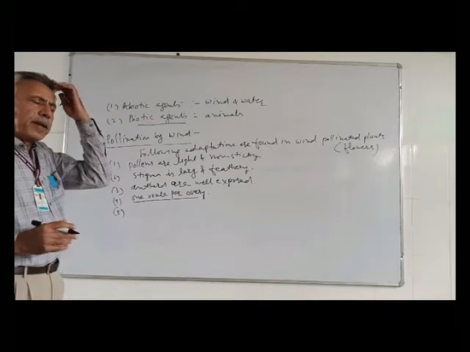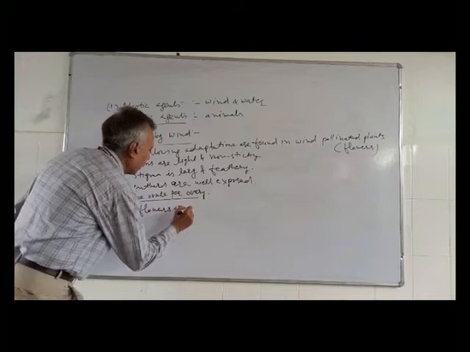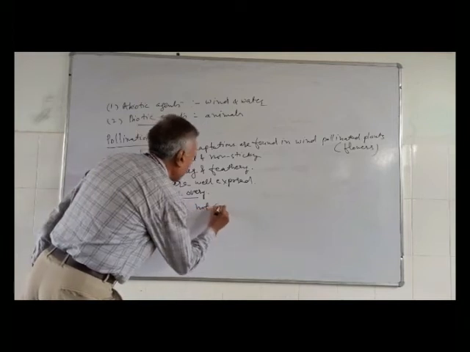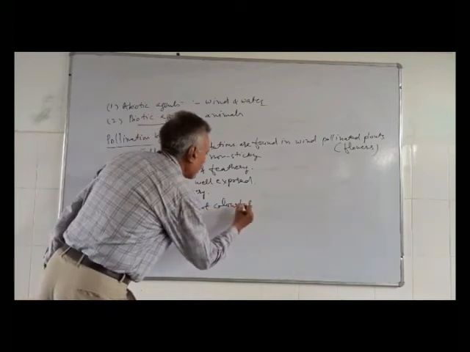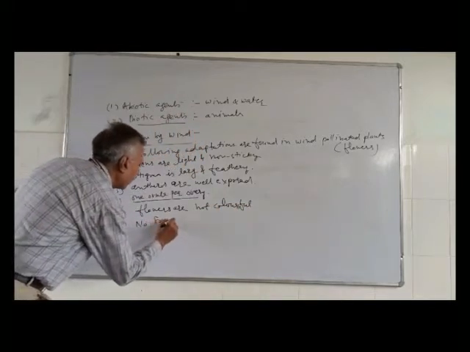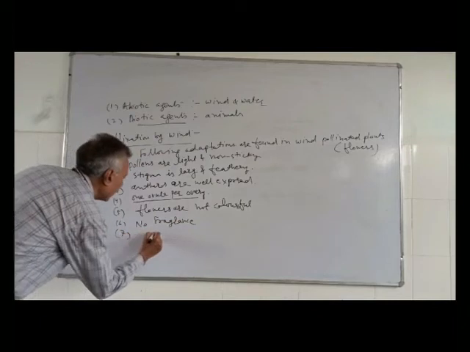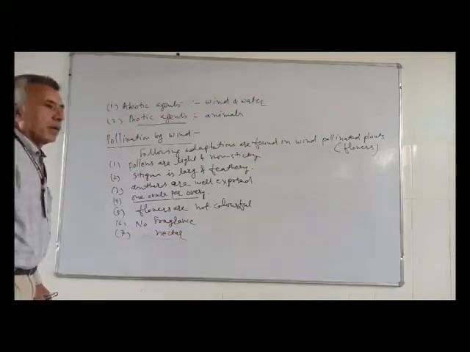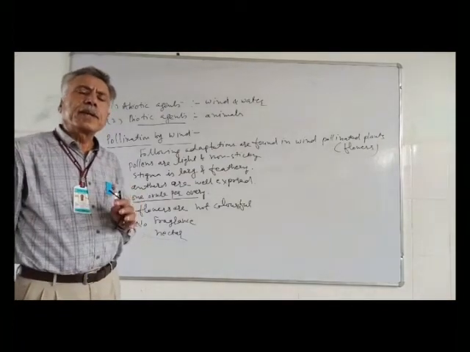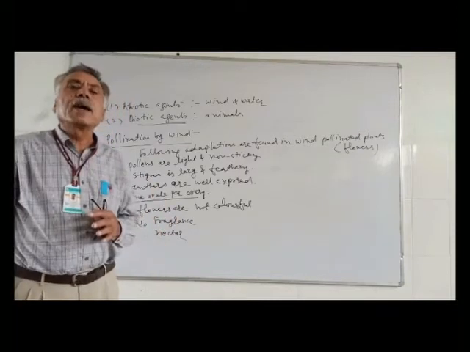In wind pollinated plant species, flowers are colorless, not colorful, with no fragrance, and they don't produce nectar. These plants are mostly white in color, they don't have a bright color, they don't have a fragrance, and they don't produce nectar.